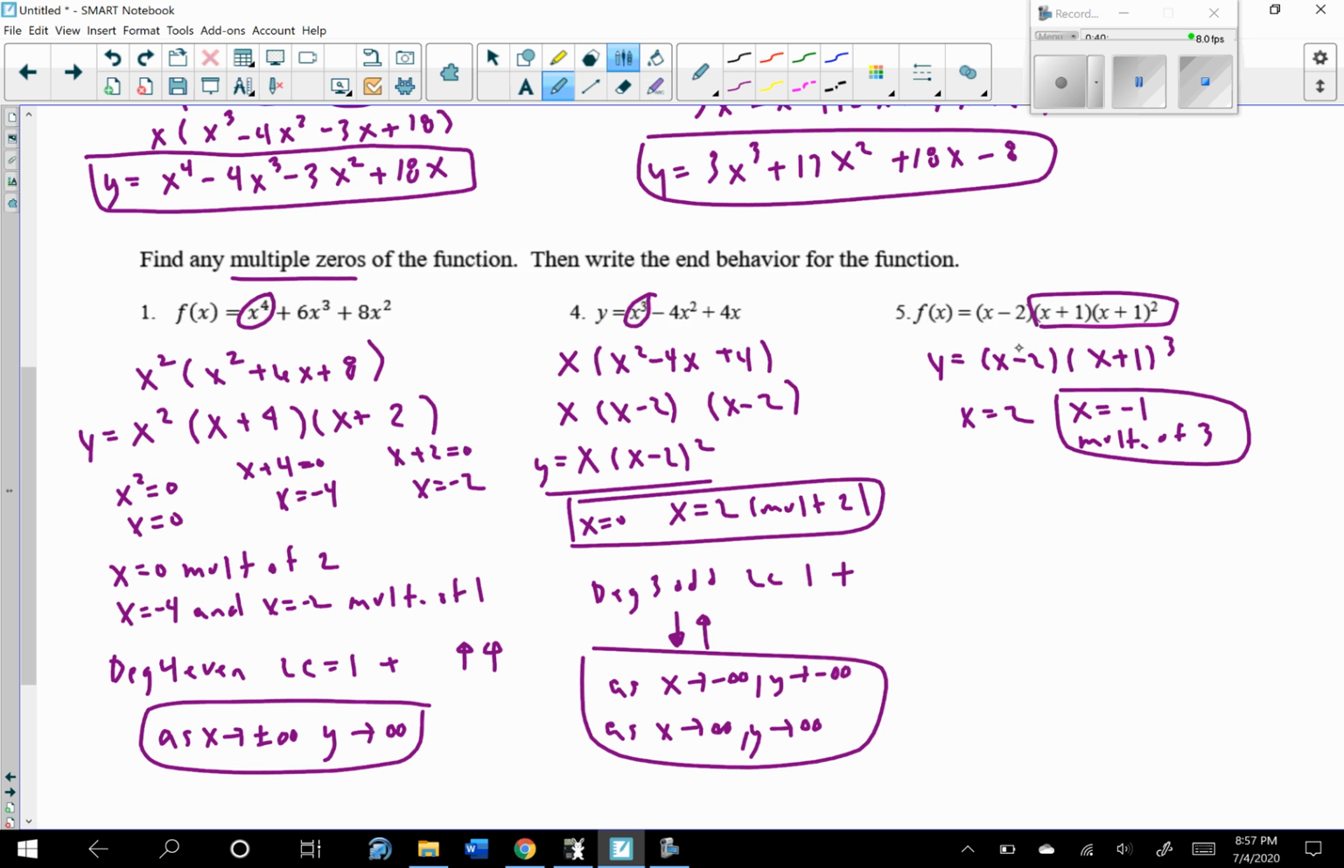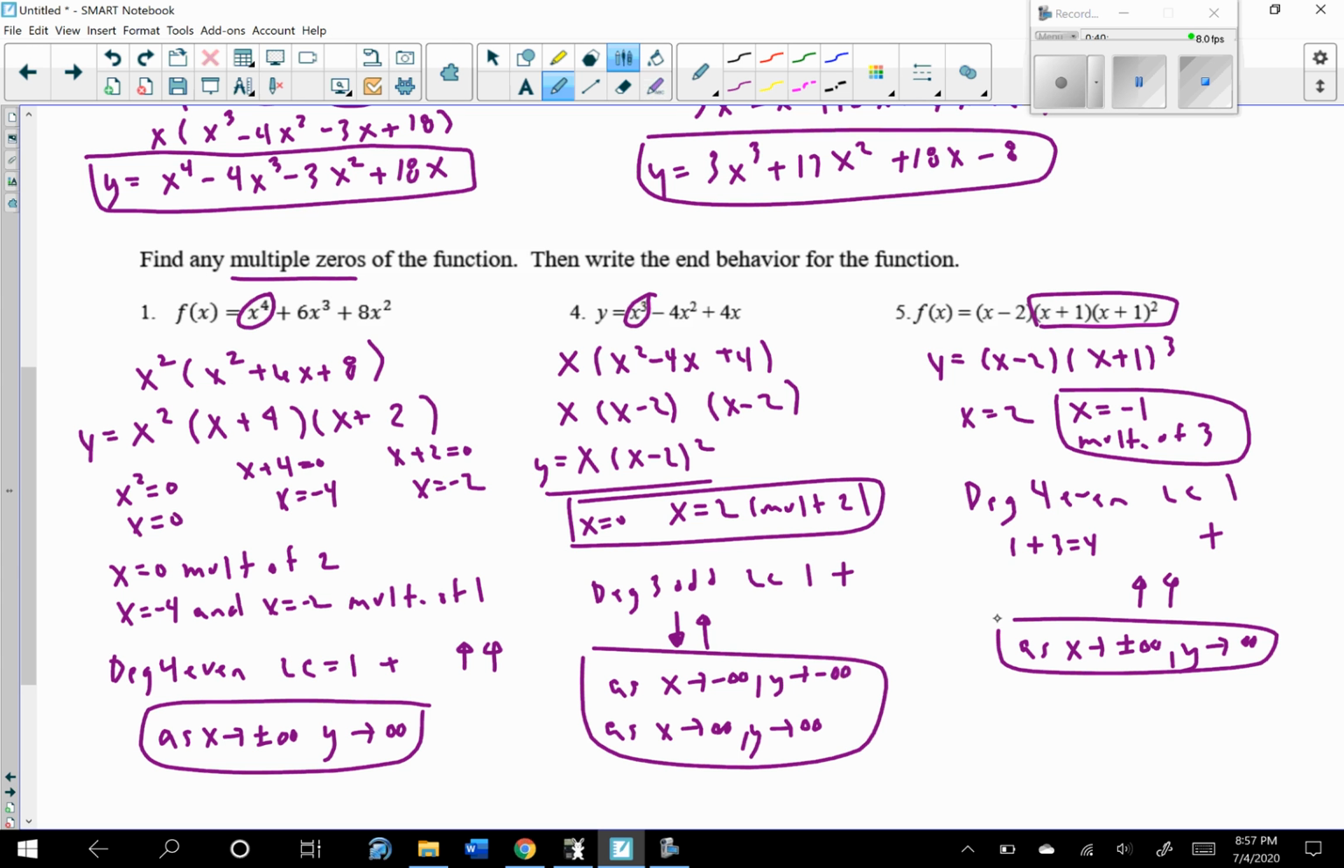And this is not in standard form, so you have to think about adding up your multiplicities. This would be a degree of 1 plus 3, which is 4, so even. And the leading coefficient, if we would multiply this out, would be 1, so even positive means both ends go up, so it's the same as number 1. So as x approaches plus or minus infinity, your y values go towards infinity. And that is it for this lesson.